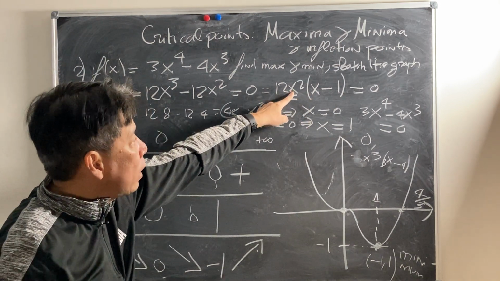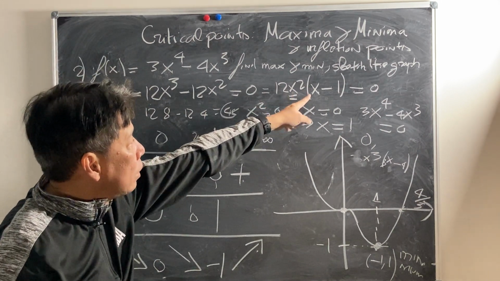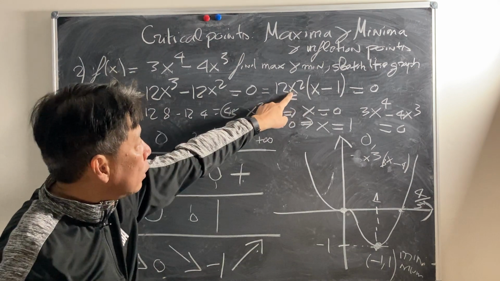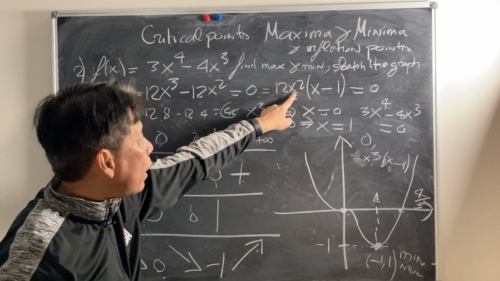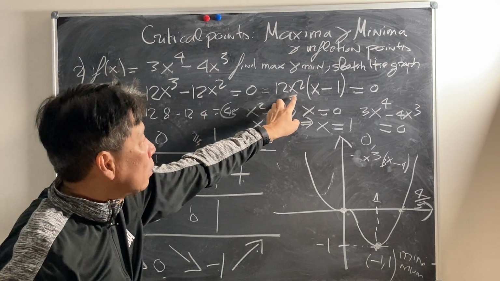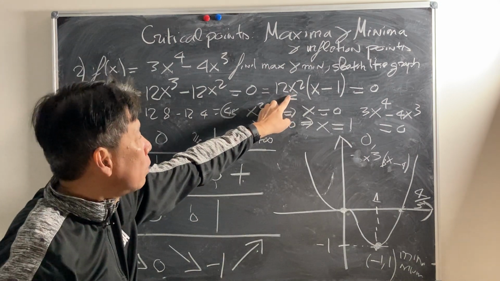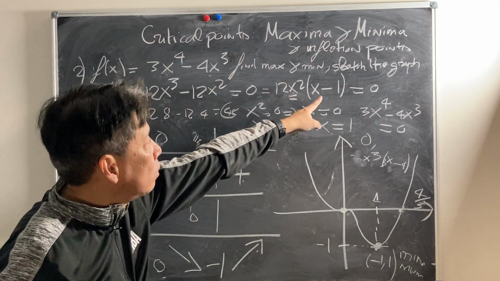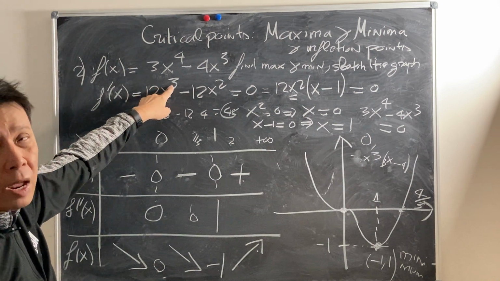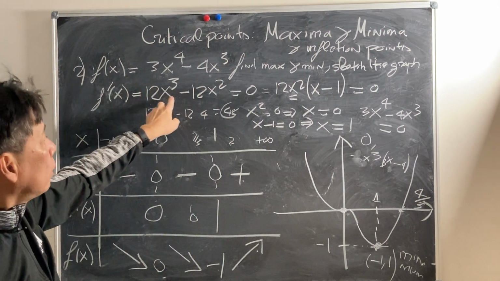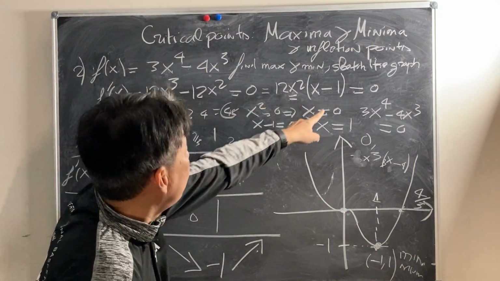But x squared gives a double root. There are 2 zeros here. We call it a double root because you can factor 12x times x. So there are 2 zeros, that's why we call it a double root. So x equals 0 and x equals 1. Because the power is cubed, it's supposed to have 3 roots, so we have one double root, x equals 0, and x equals 1.